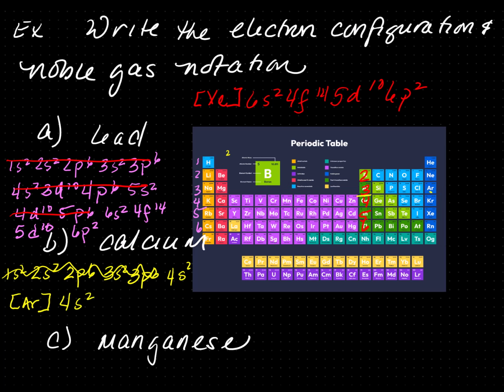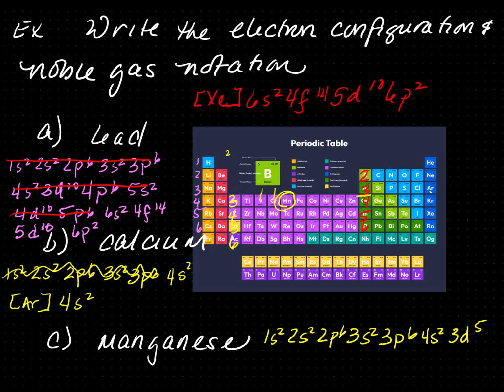Next one is manganese. Manganese is located right here. So for the long notation, everything is going to be filled until we reach 3d, because this is 3, 4, 5, 6. 1s2, 2s2, 2p6. Period 3 is completely filled, 3s2, 3p6. We are at period 4. 4s2 is completely filled. And once we go to 3d, because the d's are off by 1, we go 1, 2, 3, 4, 5. That's d5.